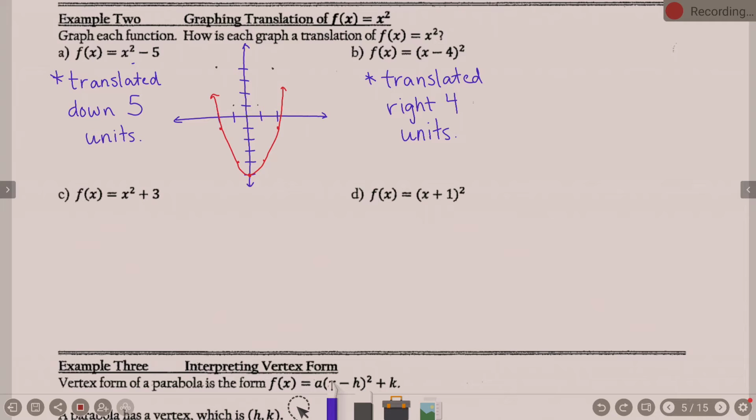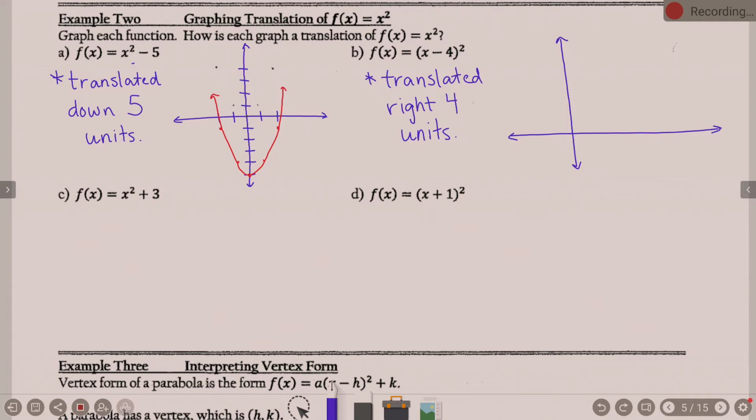Okay, so translating right 4. When I draw my graph, I'm going to have to allow room to move to the right, aren't I? Now, as I do this, on a normal graph, do you remember what your parabola looks like? Did we talk about this yesterday, yes? The 0, 0, 1, yeah.